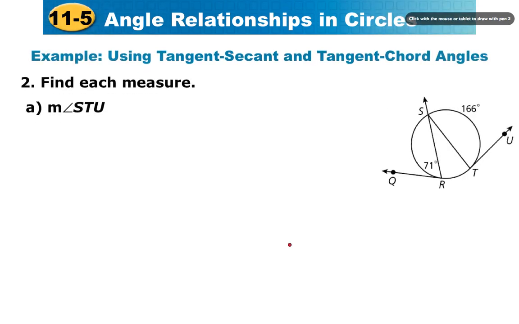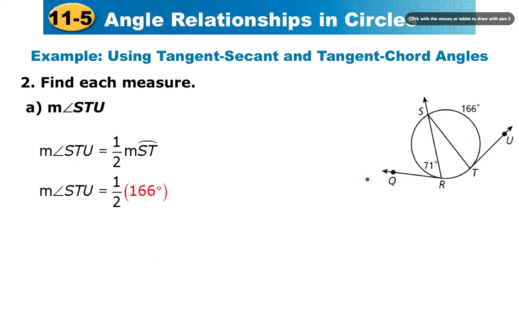Number 2, similar to the previous one, they want you to find the measurement of angle STU. Here's STU. We apply the same theorem. This is the equation that we get once we apply the theorem. This angle is equal to half this arc. Substitute. And at this point, you should be able to see why we get 83 degrees for the measurement of angle STU.